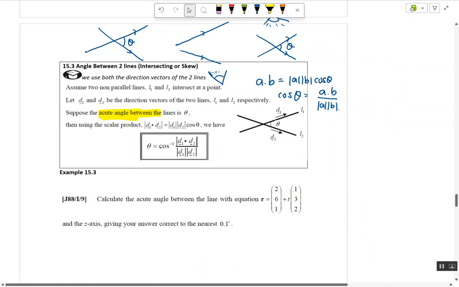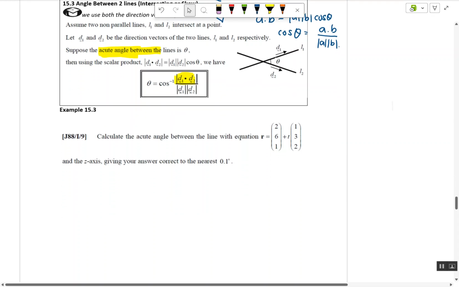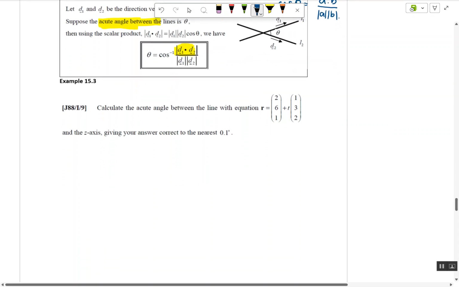We cannot take cosine inverse of a negative number, and when we do the dot product, it could be a negative value. That's why we put a modulus there, so that we always take cosine inverse of a positive value. Calculate the angle between this line as well as the z-axis.